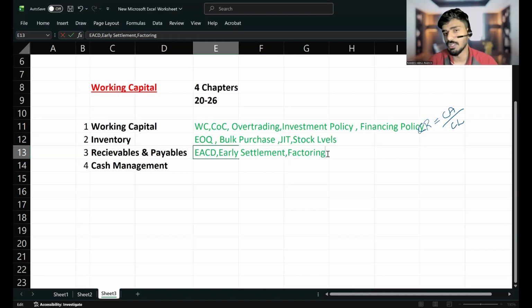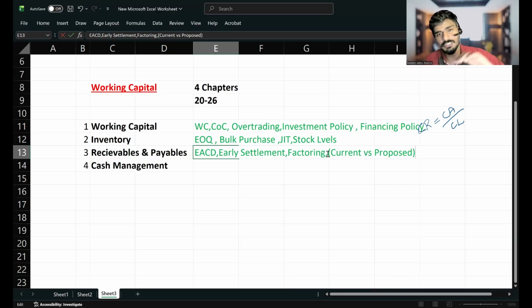Then, you have to learn what you mean by with recourse factoring and without recourse factoring. In this chapter, there is actually a big question. In the earlier chapter, inventory management, there were also big questions. And here you have to learn the current receivable management policy versus a proposed receivable management policy. It's one of the most difficult questions in financial management. Current policy versus proposed policy.